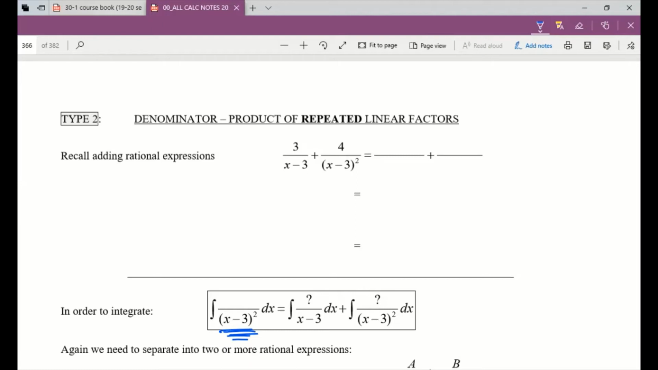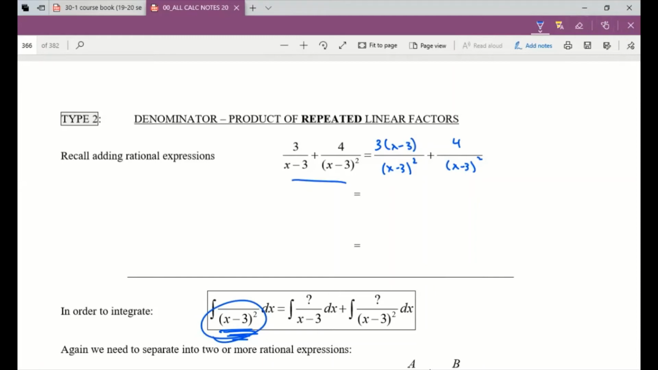In this example, we're just going to simplify this and go backwards like we would have done through Math 20-1, and we're going to get a common denominator here. This ends up being 3 bracket x minus 3 over x minus 3 squared plus 4 over x minus 3 squared. So in this case, when we have an integration that looks like this, x minus 3 squared, we're going to break it apart. We're going to want to break it apart into these two terms.